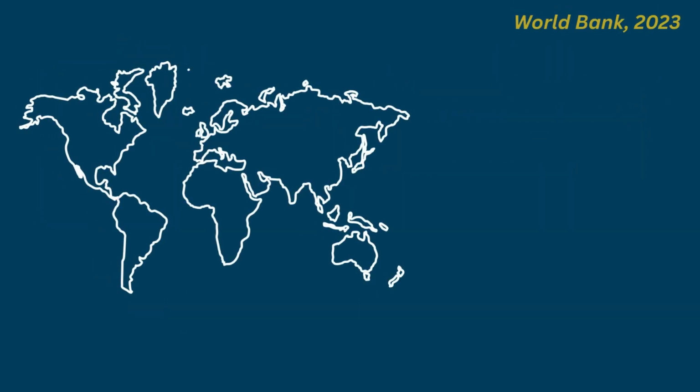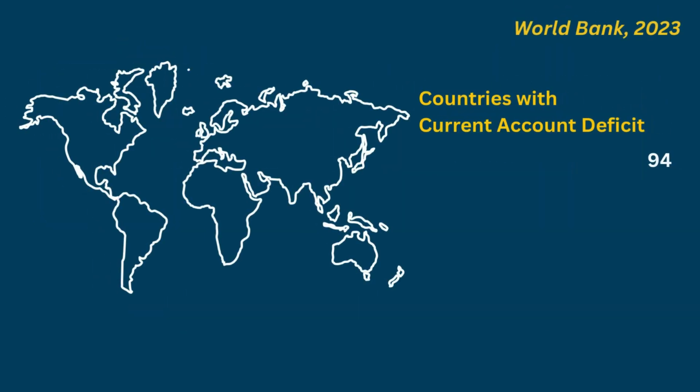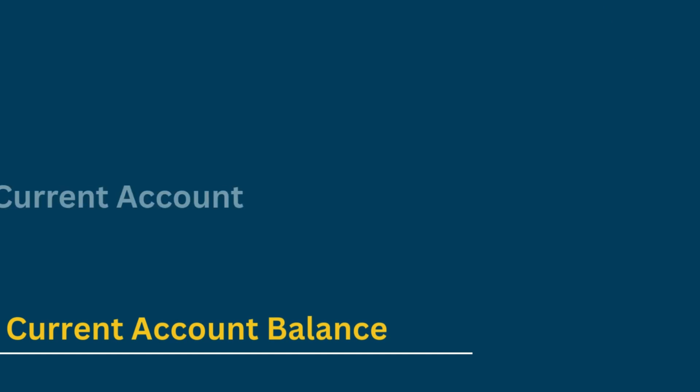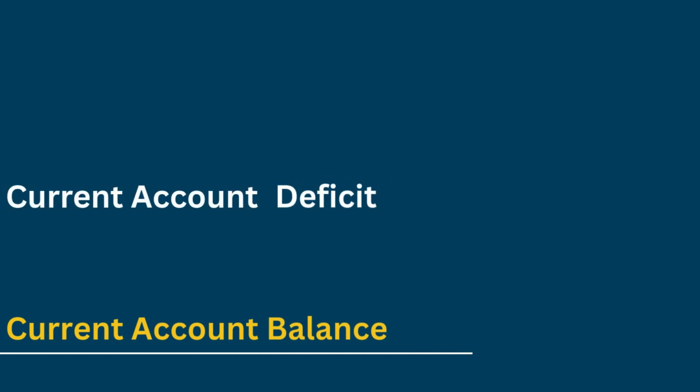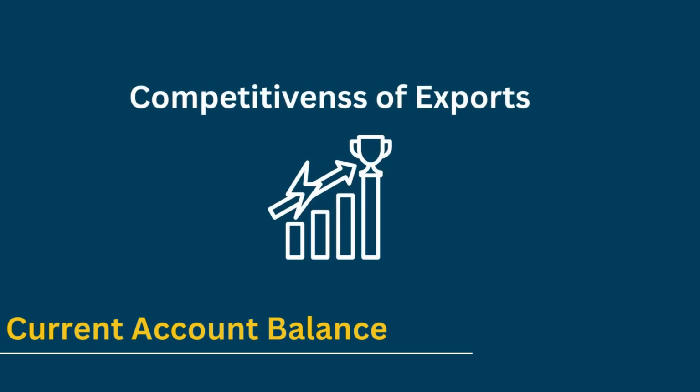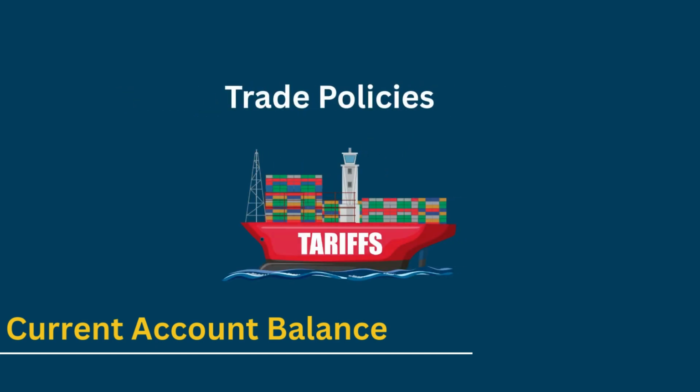According to the World Bank, in 2023, 94 countries had a current account deficit, out of 160 countries for which the data were available. A country's current account can register a surplus or deficit depending on various factors like the exchange rate of its currency, competitiveness of its exports, or its trade policies.